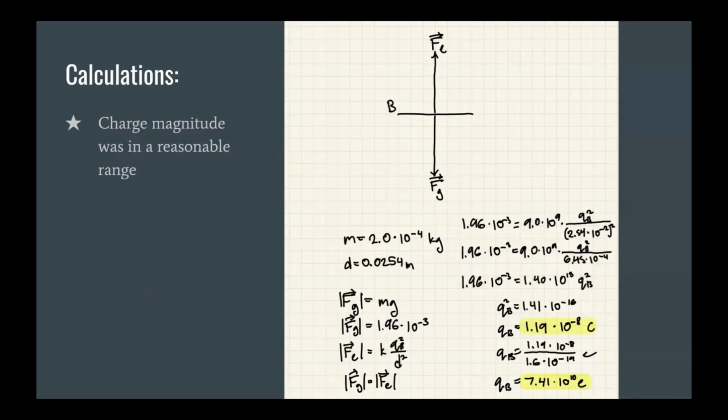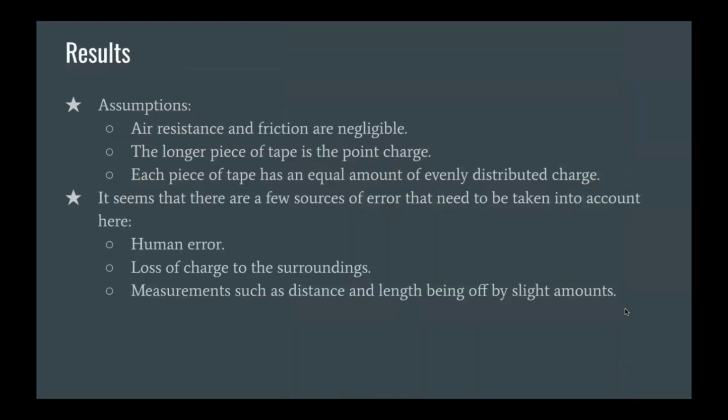Here are the calculations I did based off the physical trial, and this is the charges we got simply using, once again, the gravitational force equation and Coulomb's law equation. There's also a free body diagram here, and we determined with this that the charge magnitude was within a reasonable range, whether in coulombs or electrons, which are the two answers that are highlighted.